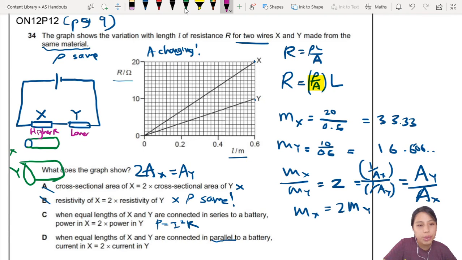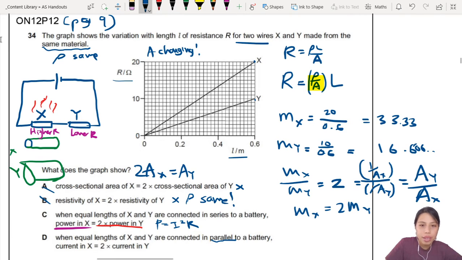Y will have lower resistance. So they are saying when they connect, power in X is bigger because it's 2 times of Y. Power in X bigger? Yep. Higher resistance also means more energy will be dissipated. And so we say it's more power coming out there because of very high resistance. So yeah, this one looks correct. Power in X is 2 times of Y. Wow, X has very big power. I have a hint that this is the answer C. But let's also check D, just in case.